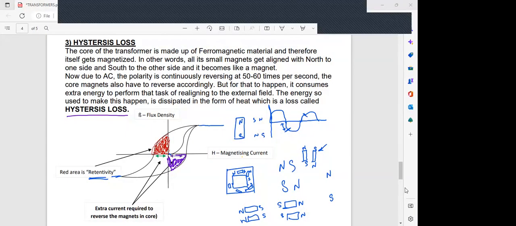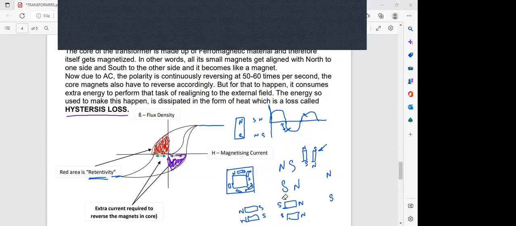Okay, so having heard my explanation and seen the video, I hope you understand now what is hysteresis loss.